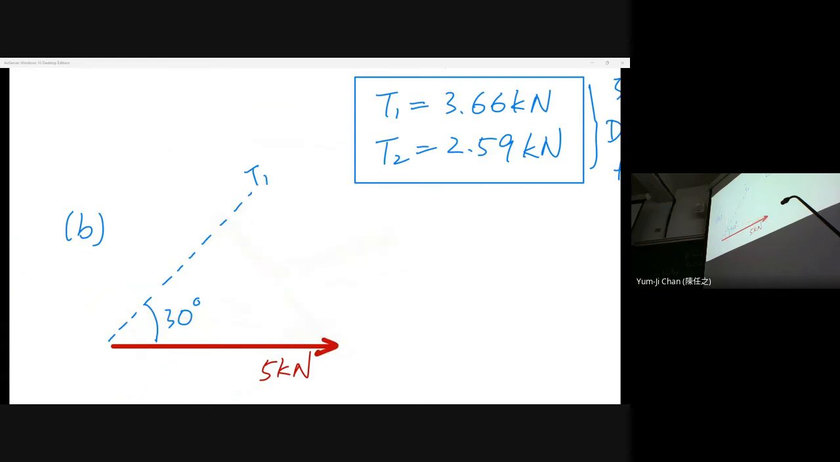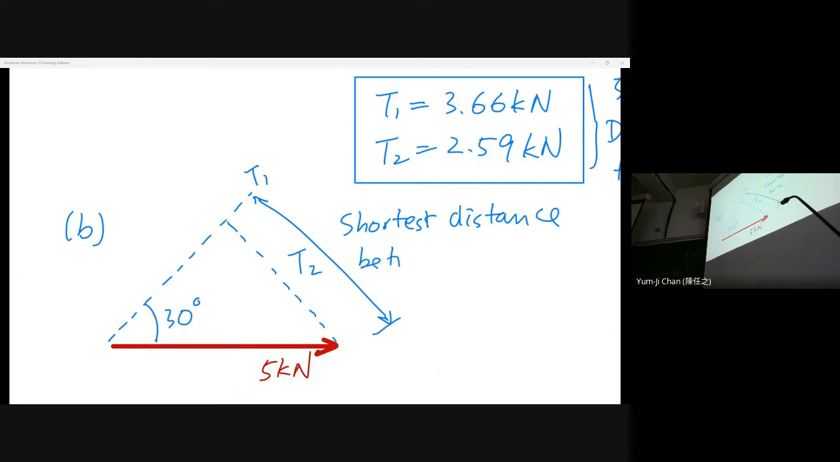So we draw it here. What's special about this T2? All right, let me write it here again. Shortest distance between a point and a line. Okay?